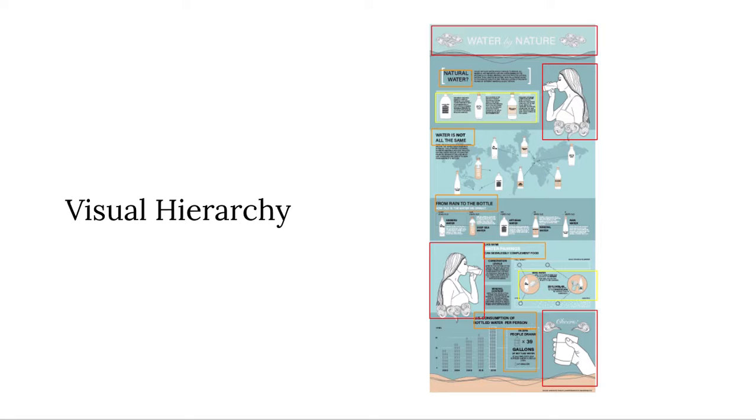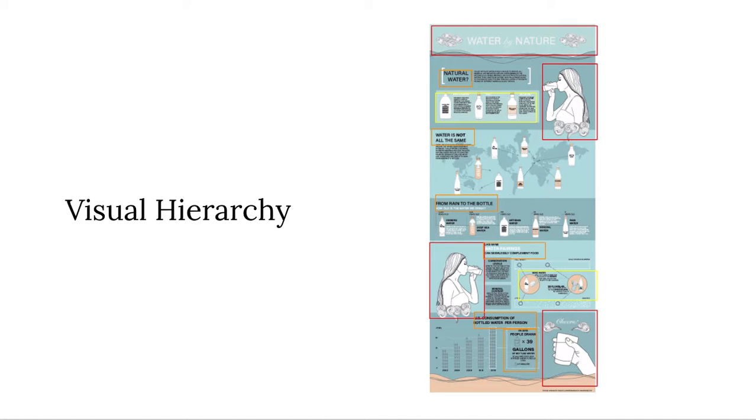So when creating my infographic, I thought about the visual hierarchy of the information. Visual hierarchy is the arrangement and sizing of the elements and implies the importance of the information. The infographic is read top to bottom, left to right. So you start at the top, and then within the sections, you read left to right.